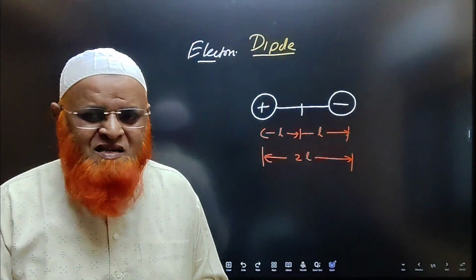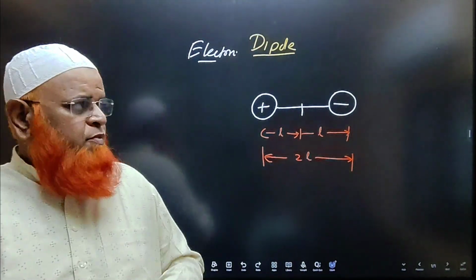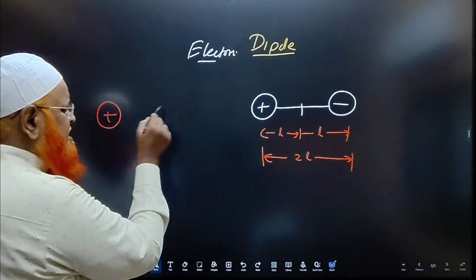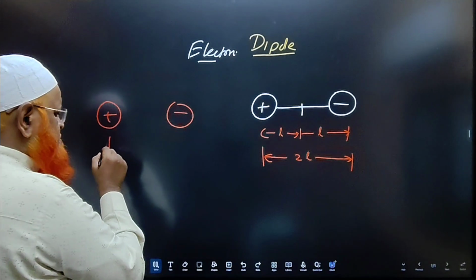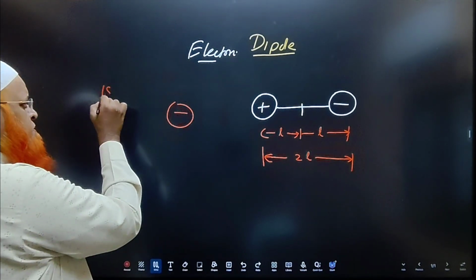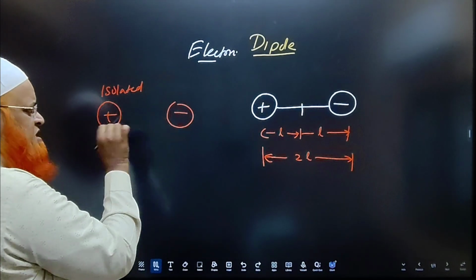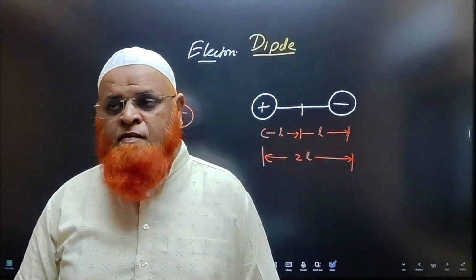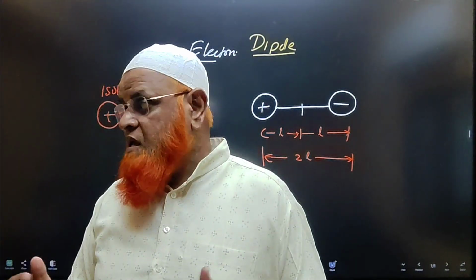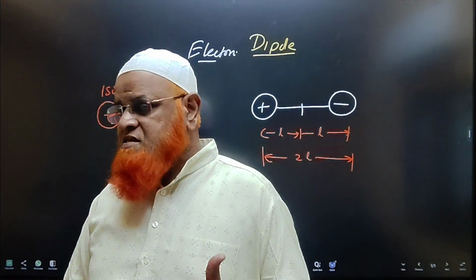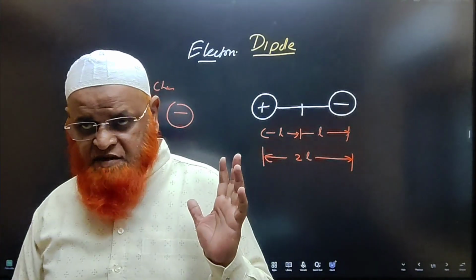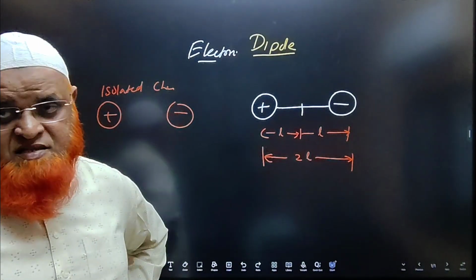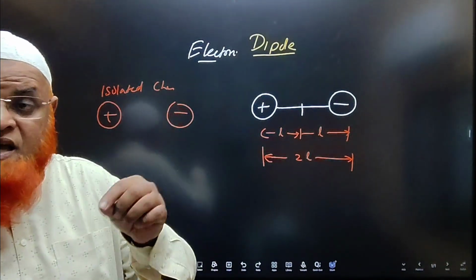So you might be getting a doubt. In an electric dipole, one positive and one negative charge is there. You can also take one positive and one negative charge separately, beside each other. So what is the difference between these two? These are isolated charges, meaning just one positive charge and one negative charge. If you keep them beside each other, there is an attraction, which is called the force of attraction. And one positive charge and one negative charge with a finite distance is called an electric dipole.